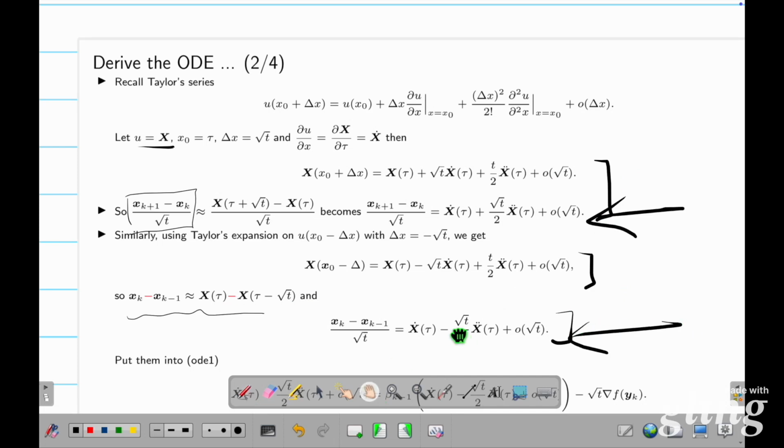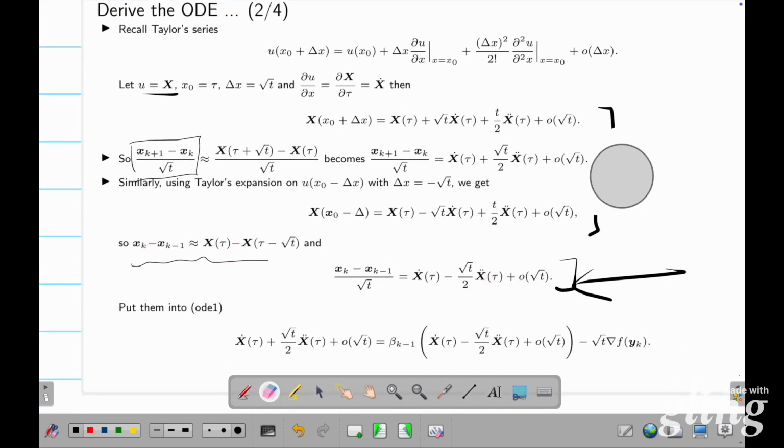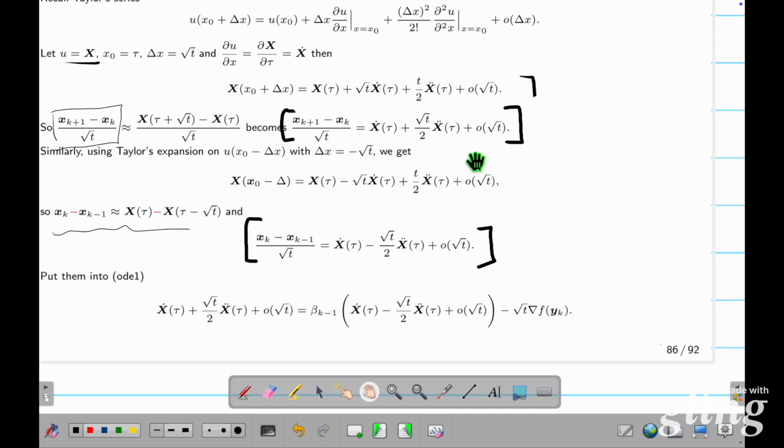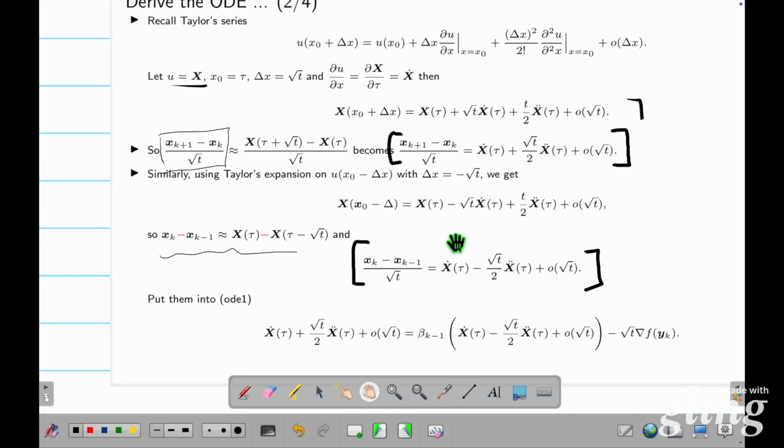Why do I need these two? I want to cancel something in the middle that I don't like. This is the big reason. So now I have this thing, and I also have this thing. So now I have these two terms. What are the things in common? One is minus. This is the dot dot, and this is the small o(t). So what I want to do is combine them.